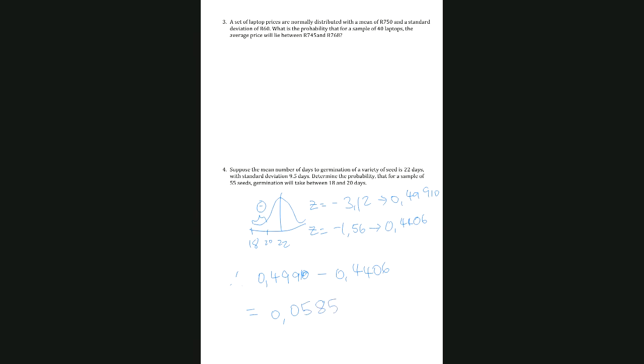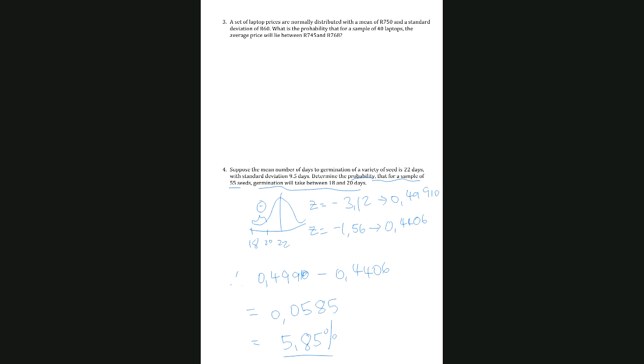0.0585, which as a percentage, if you multiply by 100, is 5.85%. So this would be your final answer, which if you plug into your question and make it into a closing statement, it would say that therefore there is a 5.85% probability that for a sample of 55 seeds, germination will take between 18 to 20 days. Okay, so this is the end of the Learning Unit 3 type of questions that you can potentially be asked.